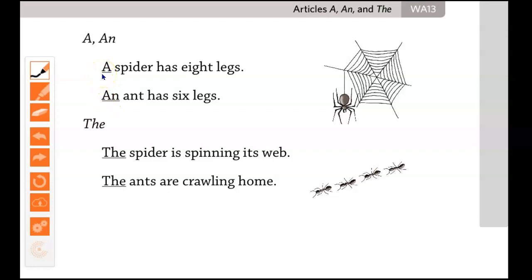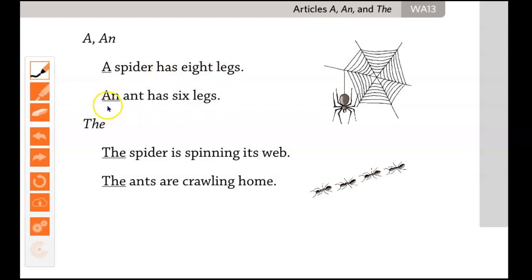So in this sentence, it says, a spider has 8 legs. And look, there he is. There's our little spider hanging out. 1, 2, 3, 4, 5, 6, 7, 8. Yep, sure enough. That is a spider, and it has 8 legs. But why do we say a spider instead of an spider? Did you hear that when I said that? Did you hear how funny that sounded? A spider has 8 legs.